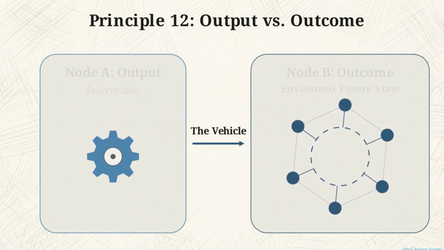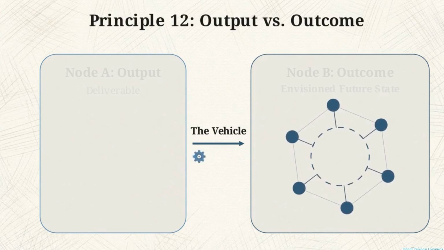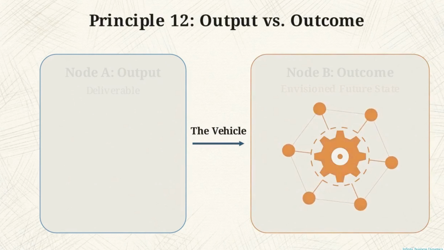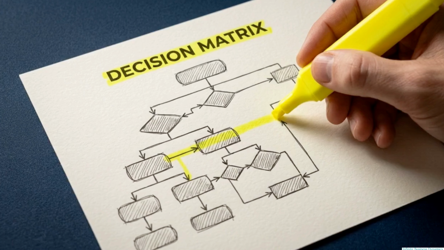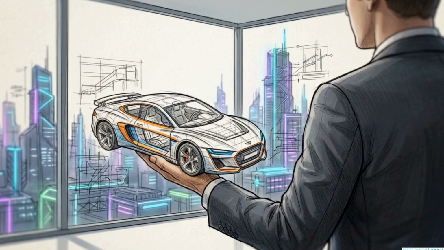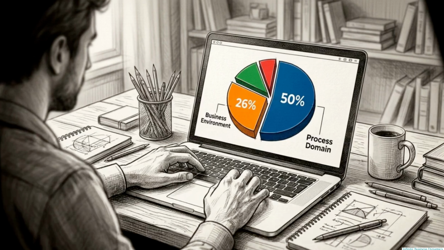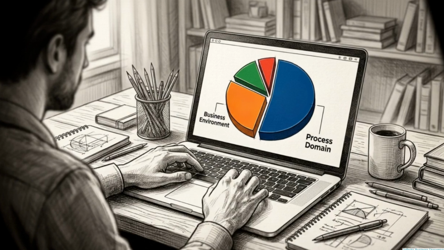The output is the vehicle. The outcome is the envisioned future state. The deliverable generates value only when it locks in and activates that organizational transformation. To pass the 2026 PMP exam, your decision-making must reflect this hierarchy. A certified project manager governs the project for the destination rather than the vehicle. This distinction carries heavy statistical weight on the exam. The mechanics of enabling change dictate answers across the business environment domain, at 26% of your score, and the process domain, which dictates.